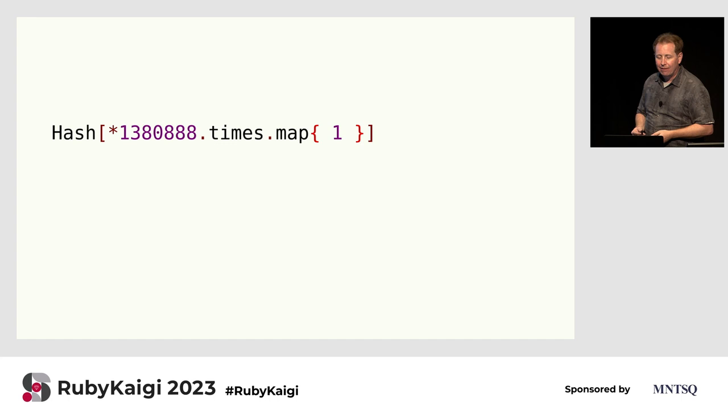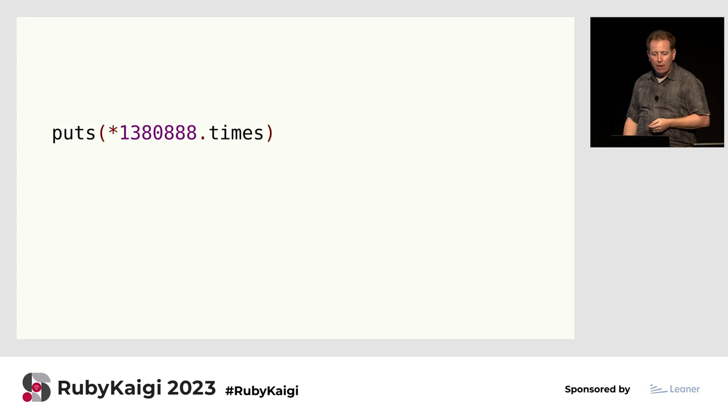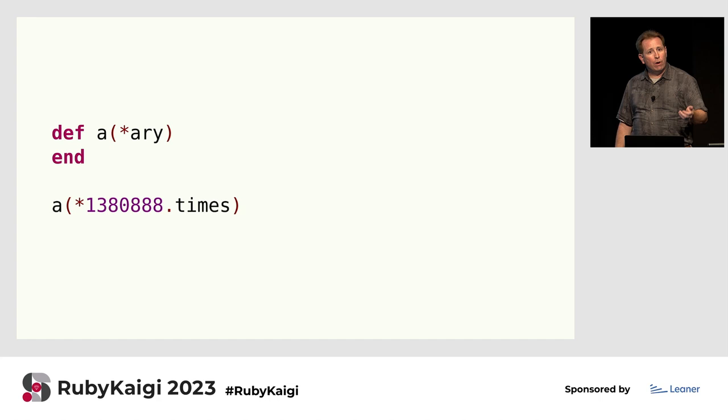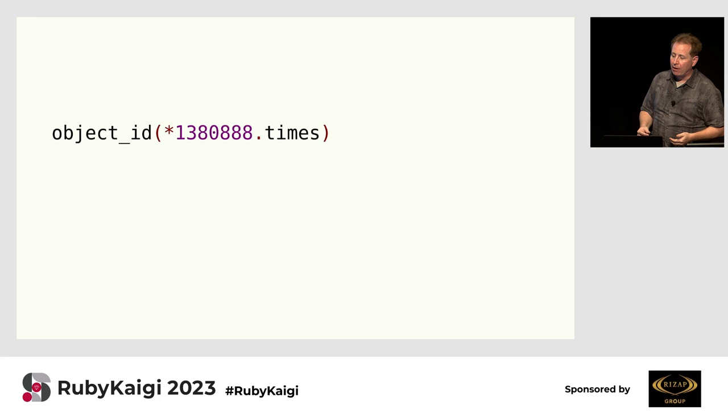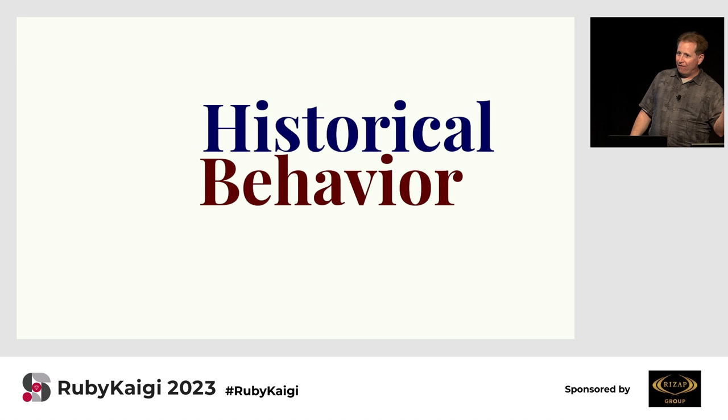At the time the bug was reported, this issue applied to any method when called with a splatted array if the number of arguments passed to the method is large enough. So you could reproduce the bug with the kernel puts method. You could reproduce the bug when calling a method that you defined in Ruby. And you could even reproduce the bug with a method that does not accept any arguments, such as the kernel object ID method. And that's because the error occurs while setting up the arguments for the method call before actually calling the method.